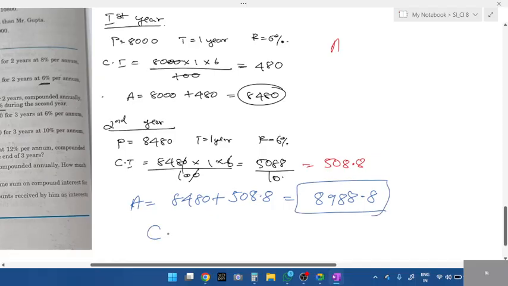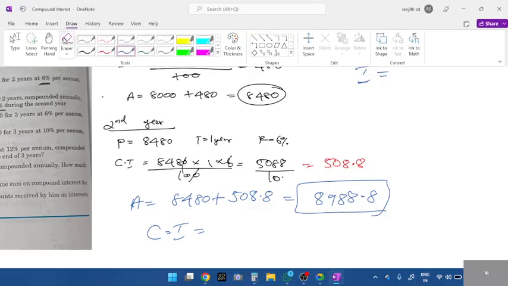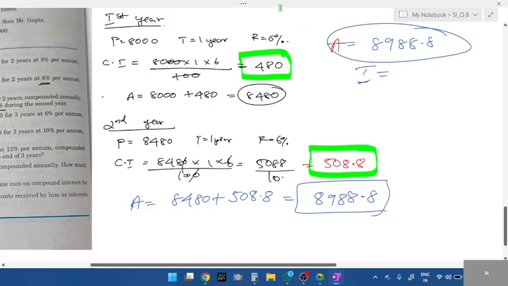And what is the compound interest? Total amount is 8,988.8. Compound interest: how much interest do we have in total? 2 years, 2 interests, right? What are those interests, students? Tell me. 480 plus 508.8. Very good. What's the answer? 988.8, right?